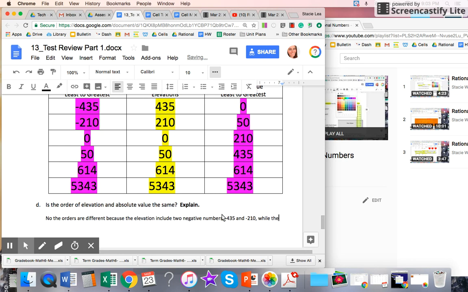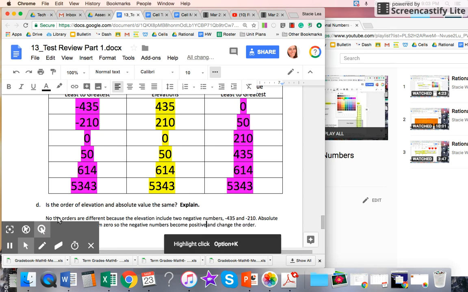I'm going to actually change it. So absolute value is the distance from 0. So the negative numbers become positive and change the order. I can't spell tonight. Positive.